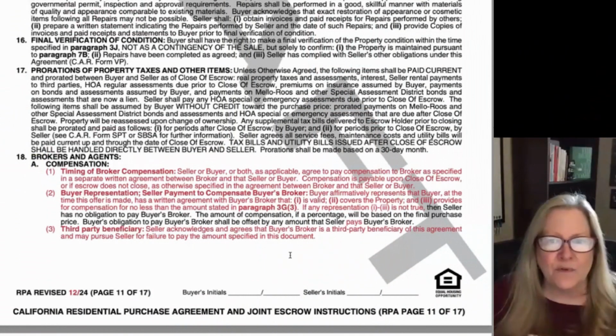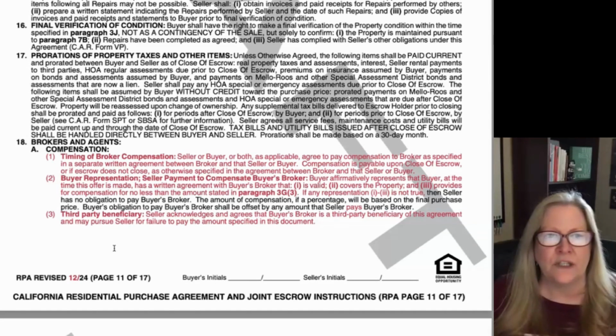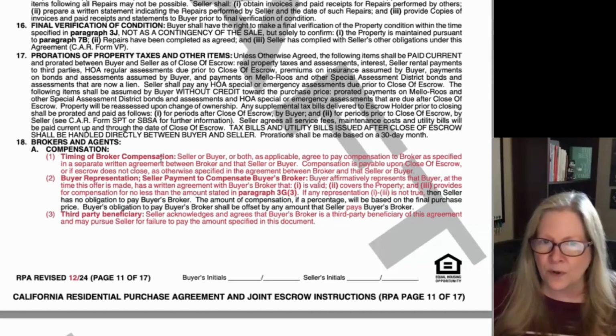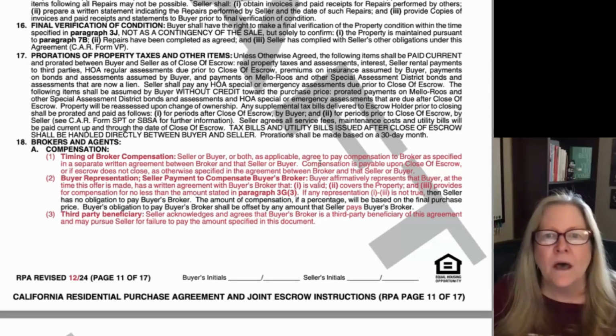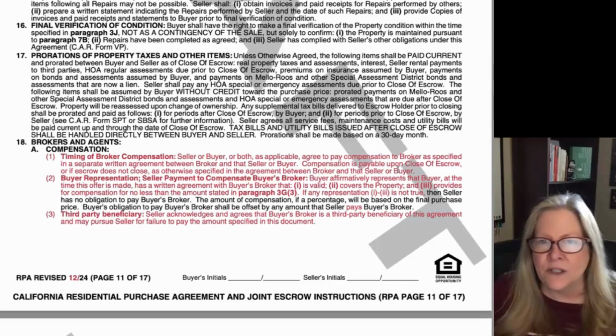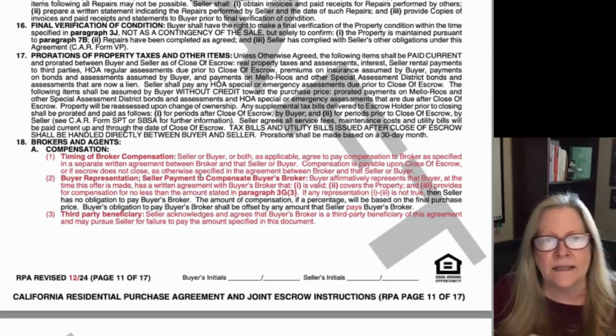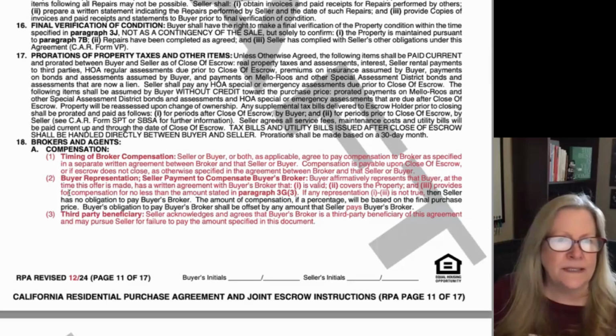Okay, let's move on here. So we have some additional changes in the compensation. They've basically just added some things for timing of broker compensation. Seller or buyer or both, as applicable, agree to pay compensation to broker as specified in a separate written agreement, your BRBC, between broker and that seller or buyer. Compensation is payable upon close of escrow, or if escrow does not close, as otherwise specified in the agreement between broker and that seller or buyer. So basically just clarifying compensation.